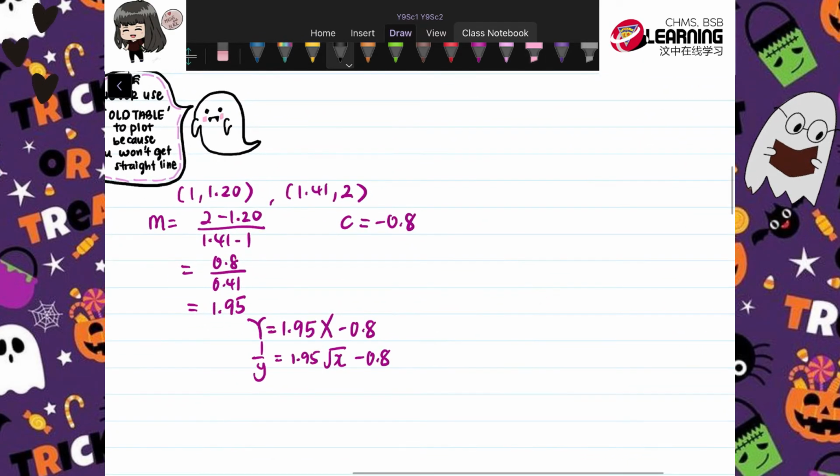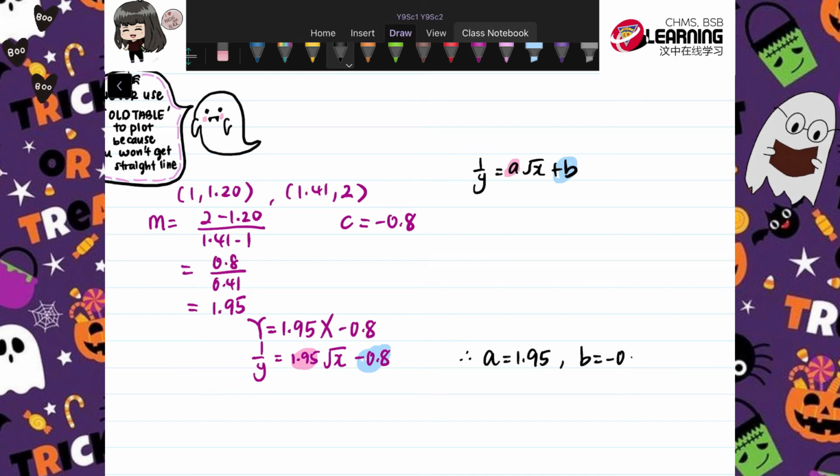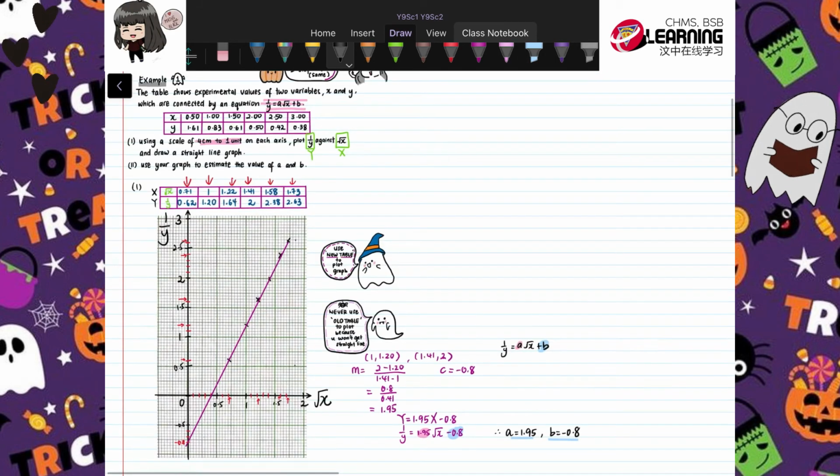Okay, I'm gonna reduce that. I copy back the question here. Do I need to reduce this? Oh, no need, because you see it's already the same. Okay, if already the same, then you can compare now. A with the A, this one. So this is 1.95 and B is your negative 0.8. Right? So answer is A equals to 1.95 and your B is negative 0.8. So that's your answer. So that's all for question 1.